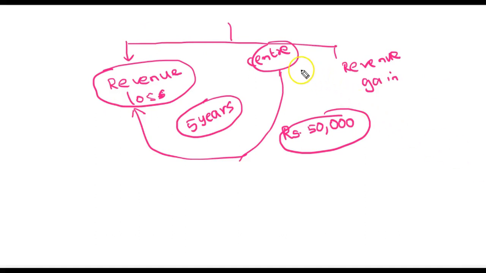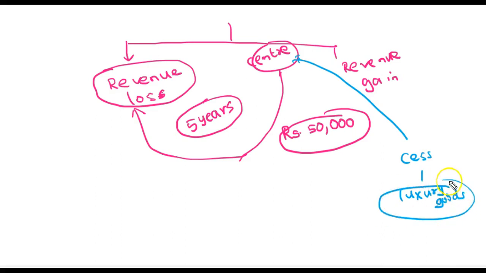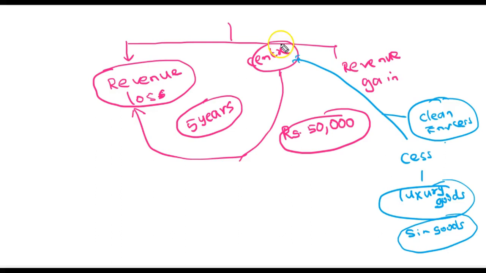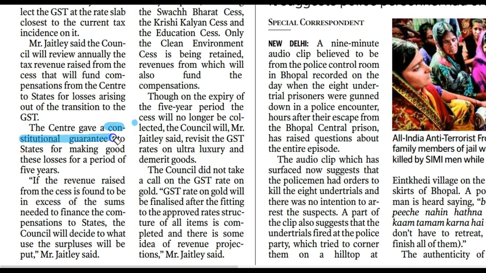The central government will raise the fund by imposing additional cess on luxury goods and on other items like sin goods; aerated beverages will attract additional cess. The fund collected from additional cess and clean environment cess will be collected by the center, and the fund will be utilized for states which are facing revenue loss. So the central government gives constitutional guarantee to the states for making good the losses for a period of 5 years. Don't forget the 5 years. It can be asked in the prelims and other examinations.